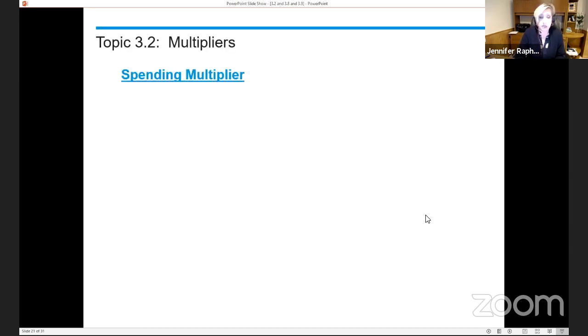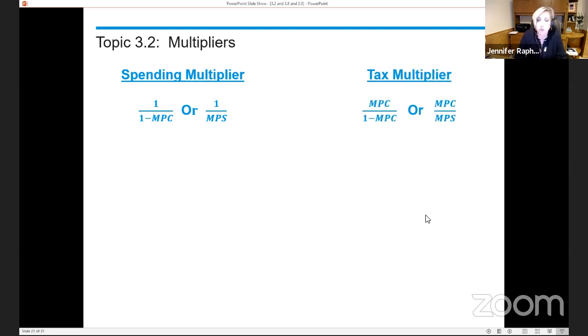Okay, now let's put this all together. So the spending multiplier is found by setting 1 over 1 minus MPC, or more simply, 1 over the marginal propensity to save, right? And then the tax multiplier is just a little bit different. It's equal to the marginal propensity to consume over the marginal propensity to save. And so what you see here is that both formulas can be derived from the MPC. So if you know the marginal propensity to consume, you can calculate the spending multiplier and you can calculate the tax multiplier. So let's do that with a couple of different MPCs so that you feel comfortable with this process.